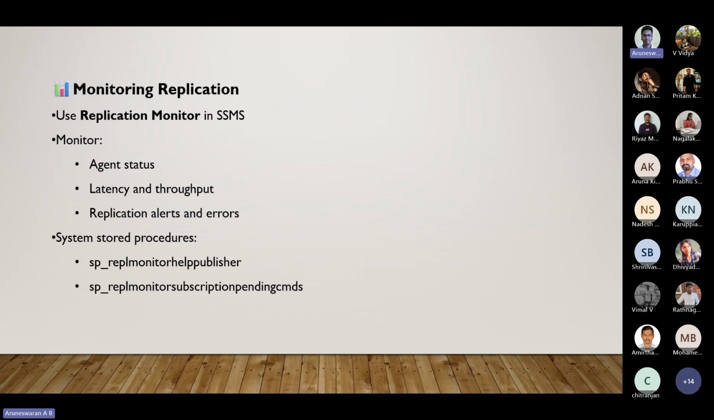Okay. Next, we move on to monitoring the replication. How are we going to monitor our replication? In our replication we configure the agents, and we need to check the latency, how much data will be delayed, and how long the latency will be from publisher to subscriber. We need to monitor all that. SQL Server has an inbuilt feature where, if you configure any replication alert, latency or agent status, we can check it.